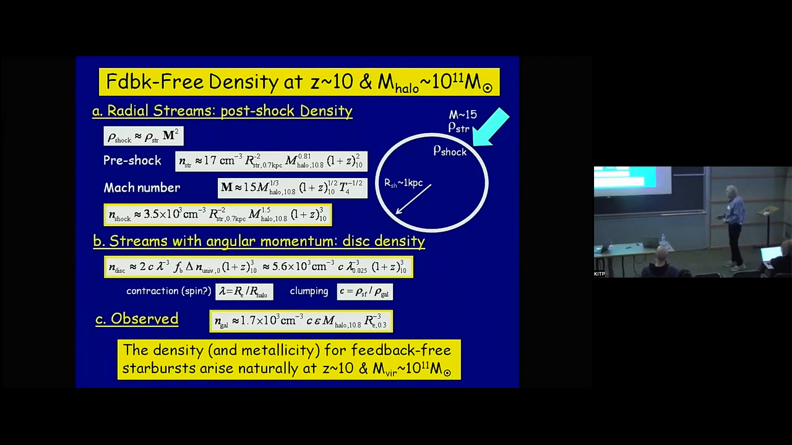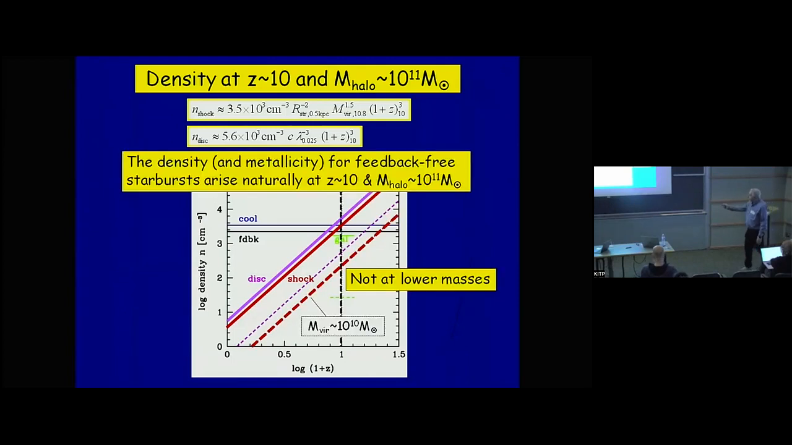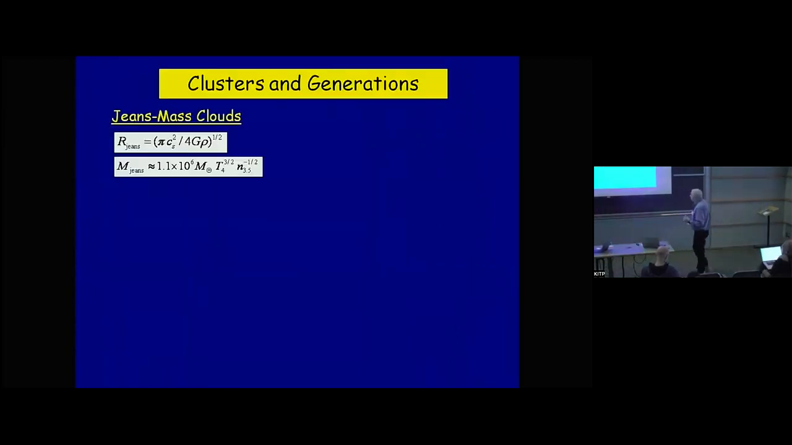Okay, so that's natural. I mean, we didn't have to look for observations. We should have predicted this from very simple theory. This is the density as a function of redshift, and these are the two cases of a shock and of a disk. They're pretty similar. And again, you see that at redshift 10, we are in the ballpark of the feedback and the cooling densities that we derive for feedback-free starburst. So the universe must be doing it around redshift 10.